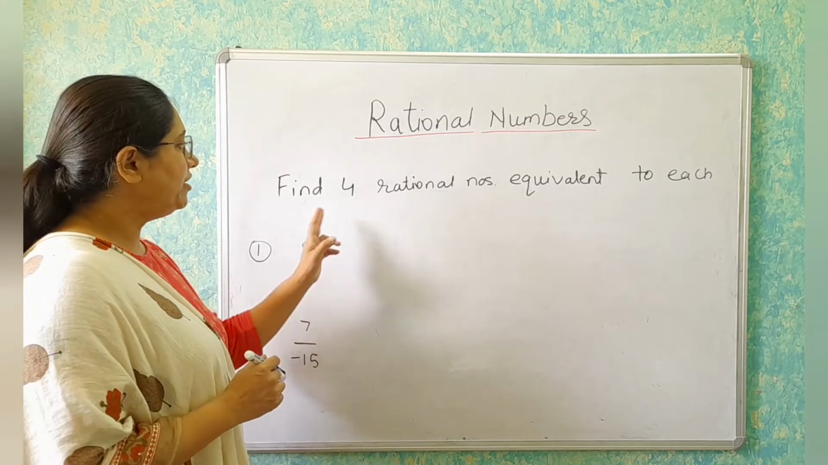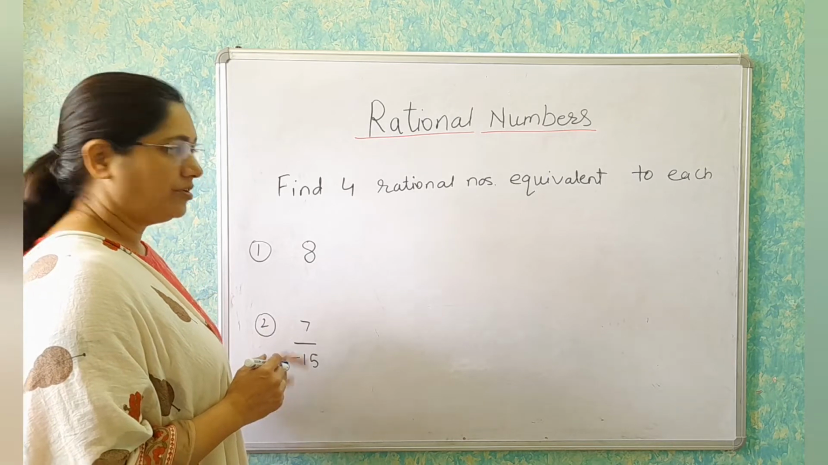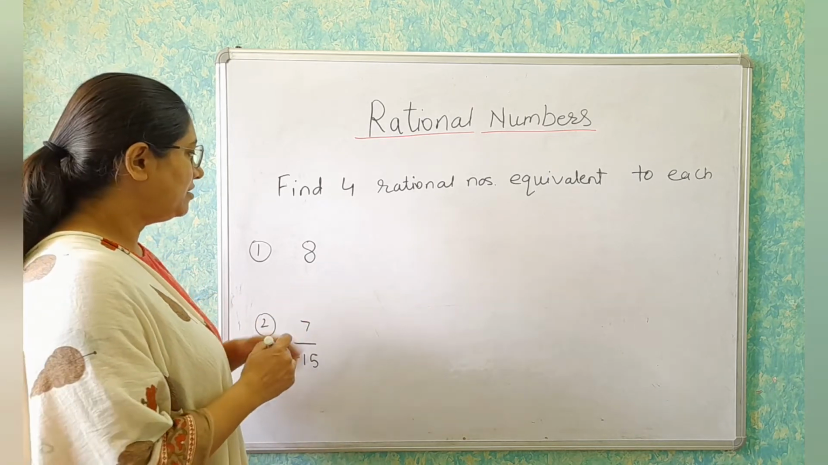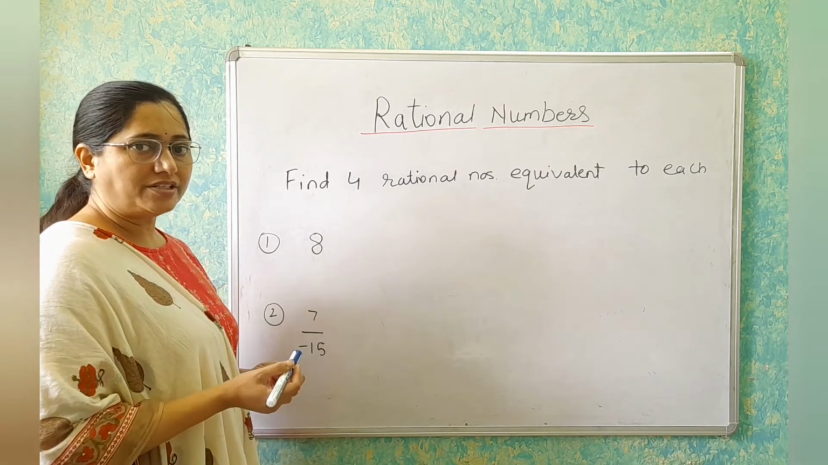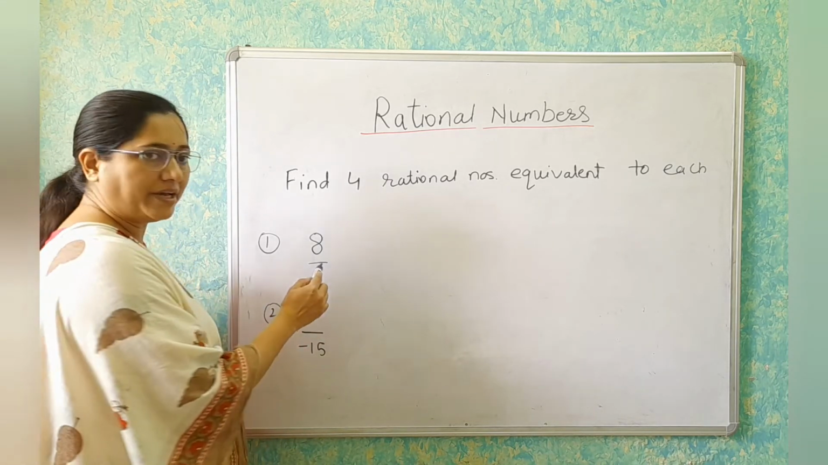Now we have to find 4 rational numbers equivalent to each of them. First question is 8. You know that 8 is a whole number, but still I can write it as 8 divided by 1.